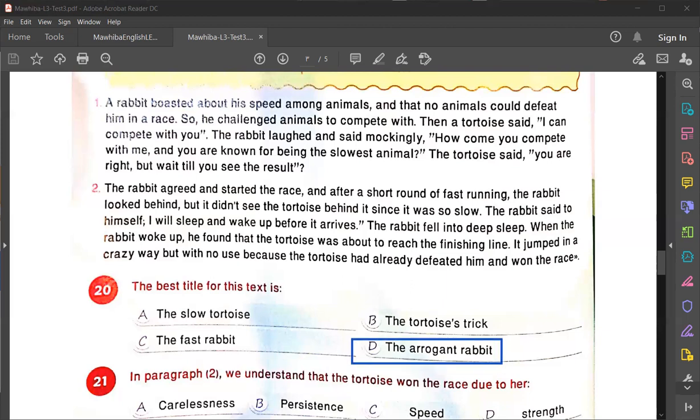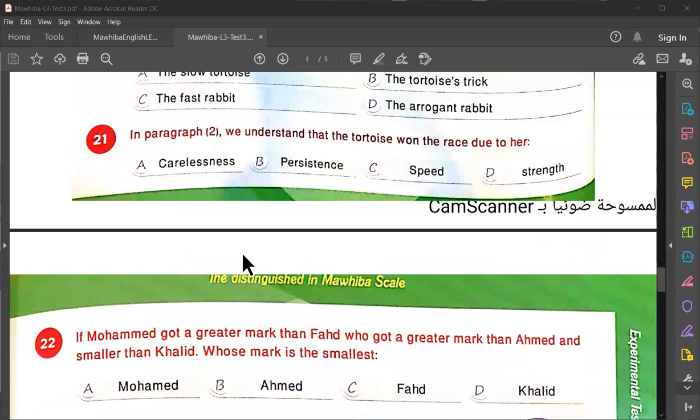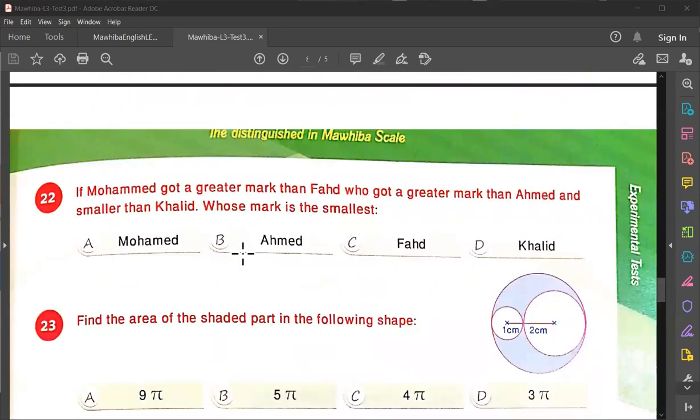Okay, now number 21. In paragraph 2, we understand that the tortoise won the race due to... what? Persistence. Yes, persistence. Number B. Right. Okay, now we will go to the last 3 questions.